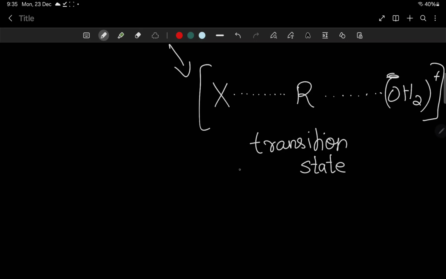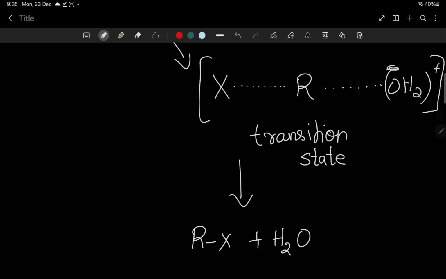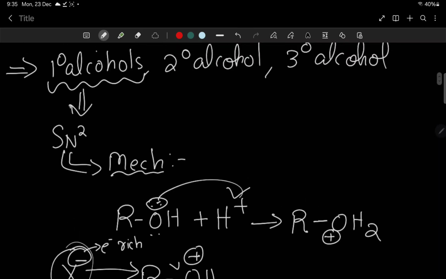So we have a transition state. After this transition state, what happens? It becomes RX, and this leaving group will become H2O. So this we'll get at last. This is only for primary alcohol.